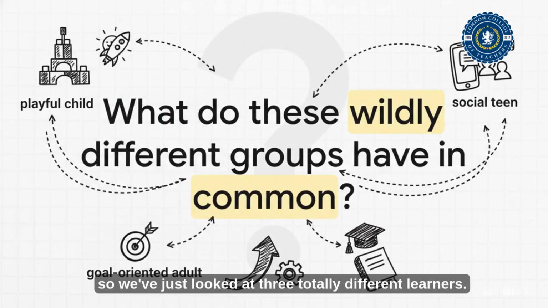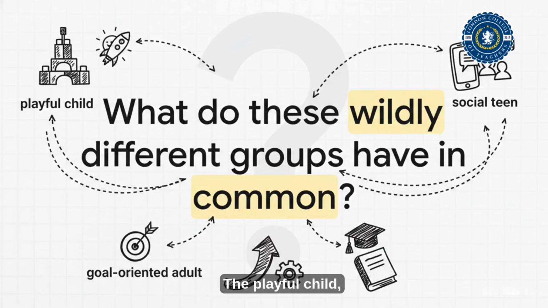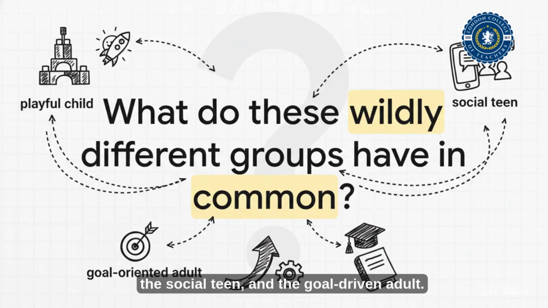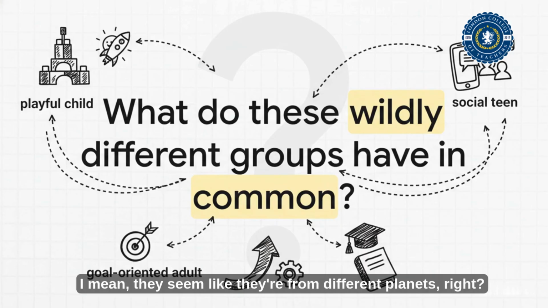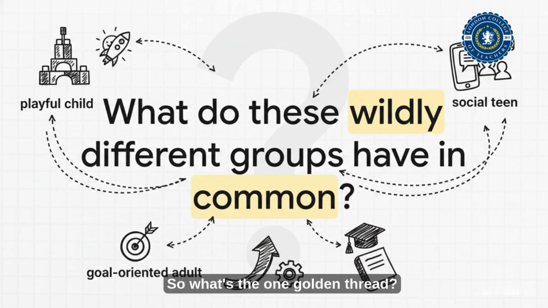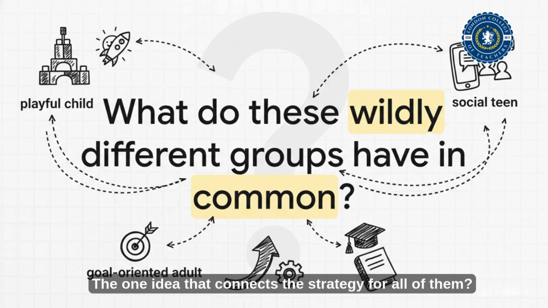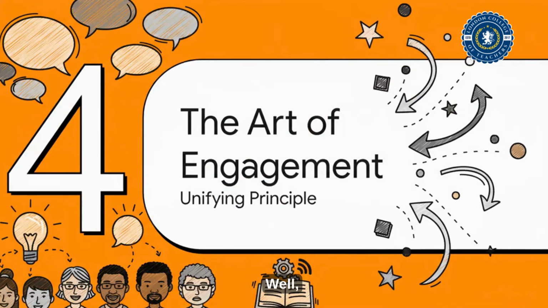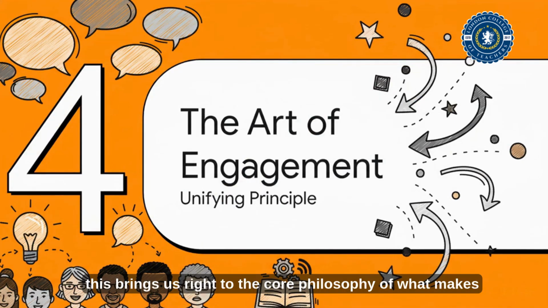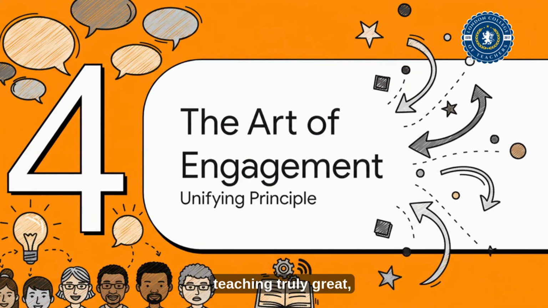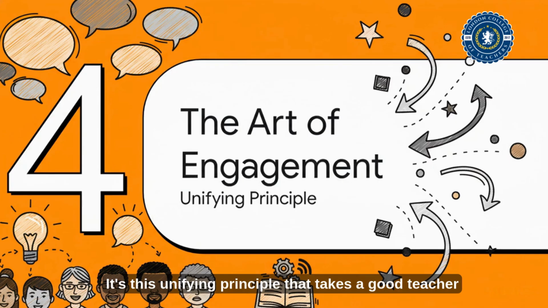Okay, so we've just looked at three totally different learners: the playful child, the social teen, and the goal-driven adult. I mean, they seem like they're from different planets, right? So what's the one golden thread? The one idea that connects the strategy for all of them? Well, this brings us right to the core philosophy of what makes teaching truly great, whether it's online or face-to-face. It's this unifying principle that takes a good teacher and makes them an unforgettable one.